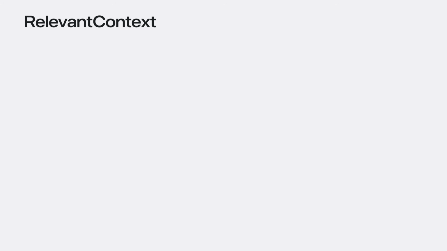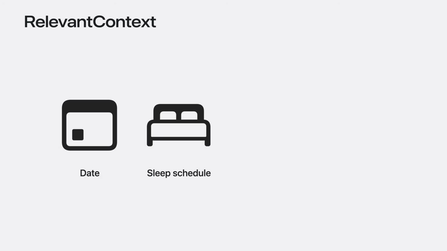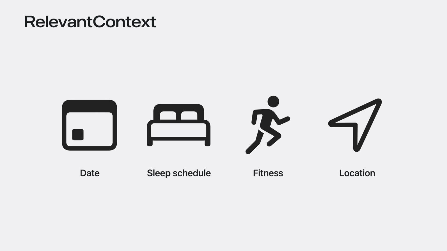Relevance Kit has many relevant context types that allow you to suggest widgets in the Smart Stack based on contextual cues. These relevant contexts include date, sleep schedule, fitness information, and location. In watchOS 26, your widget can also be relevant at point of interest categories to indicate that your widget is relevant at any location for a type of place, like a grocery store, cafe, or even a beach.